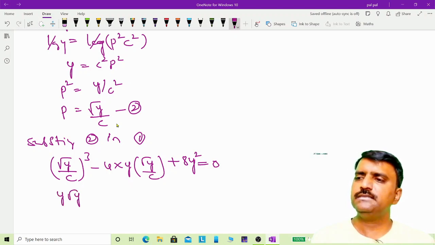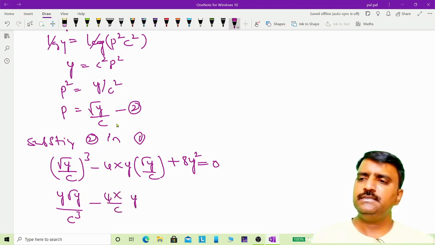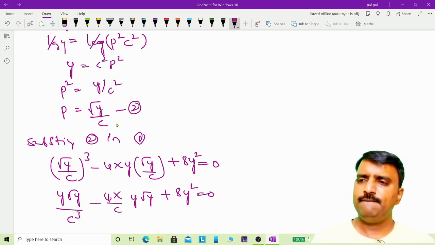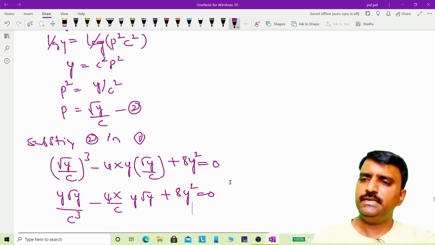So this is because root y whole cube is root y whole square into root y. So that is y root y divided by c cube, minus 4x by c into y root y, here also y root y comes, plus 8y square is equal to 0. If you want, take root y as a common factor, and we can eliminate it.